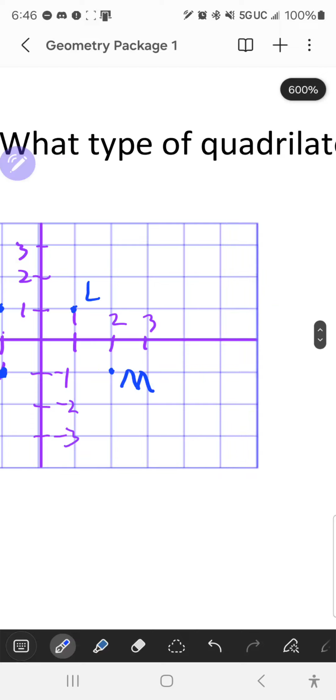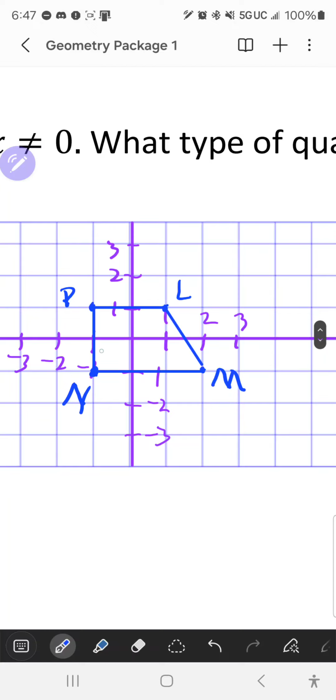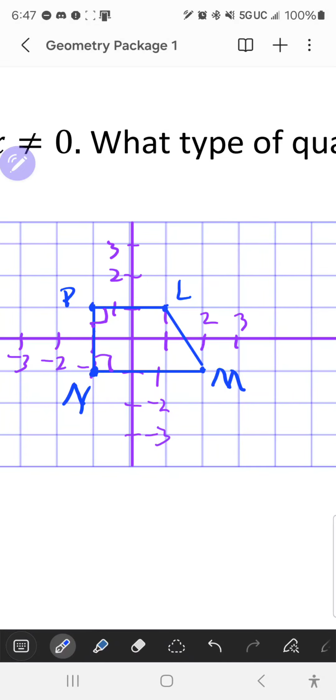Now we draw our quadrilateral. If you don't know, quadrilateral just means that it has 4 sides. To see the slope, you see that this is a horizontal line. This is a horizontal line. This is a horizontal line, so they are parallel. This is a vertical line, so a vertical line intersecting a horizontal line. We have a right angle here, and we have a right angle here.